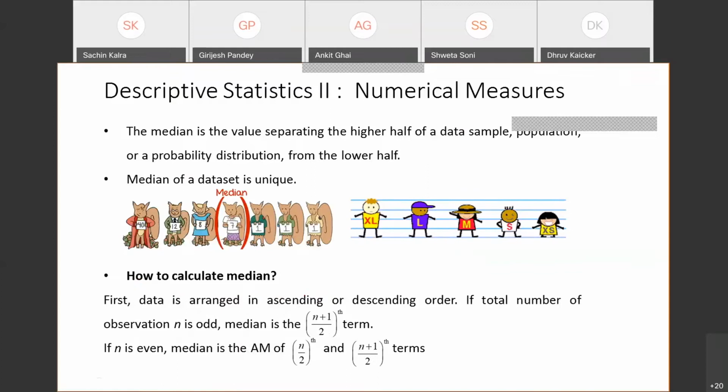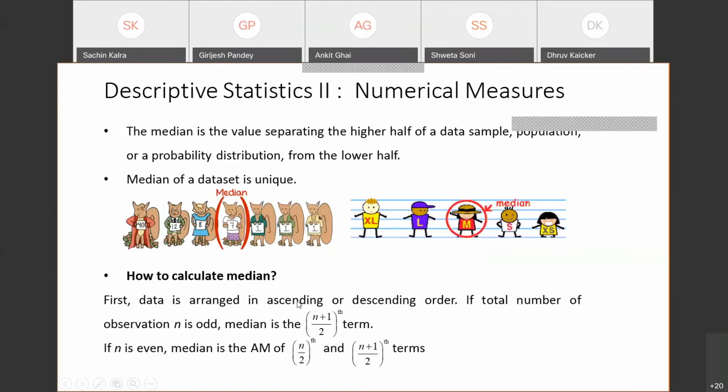Now, next part is the median, right? Now for this GIF image, you can see, let me roll again. Arrange the data in ascending or descending order. The middle value is going to be the median. From XS, small, medium, large to XL, we have the median. And the median of a data set is always unique. It cannot be that this is also median, this is also median. It is always going to be unique.